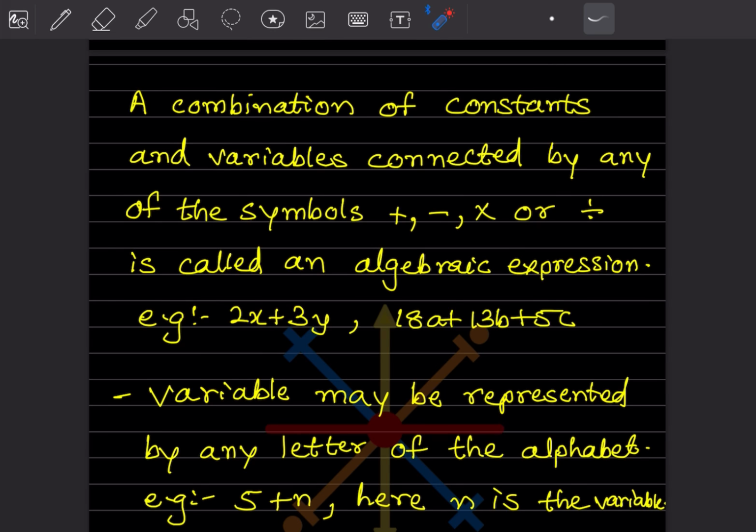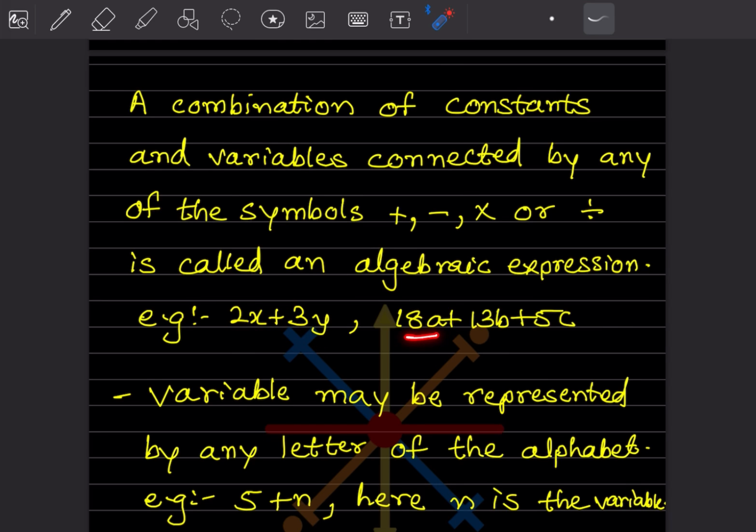A combination of constants and variables connected by any of the symbols, like plus, minus, multiplication or division, is called an algebraic expression. So now if I write here 2x plus y, this is the connection, here plus. So these are the two terms.